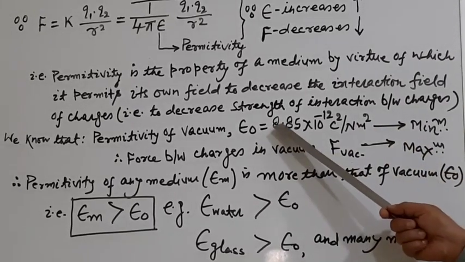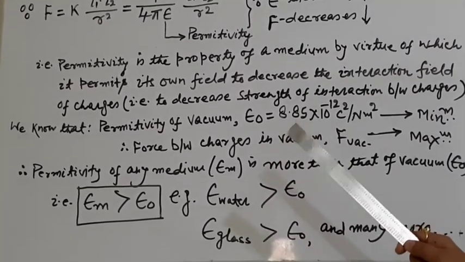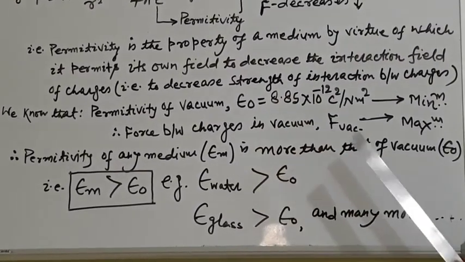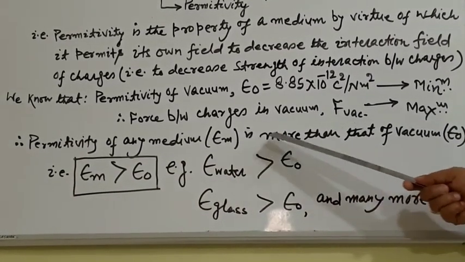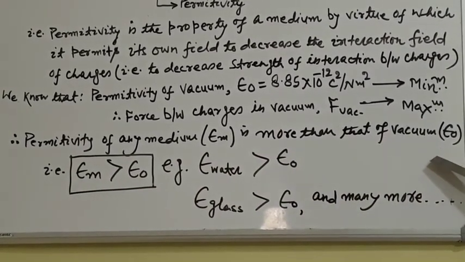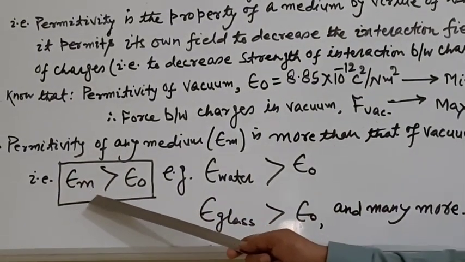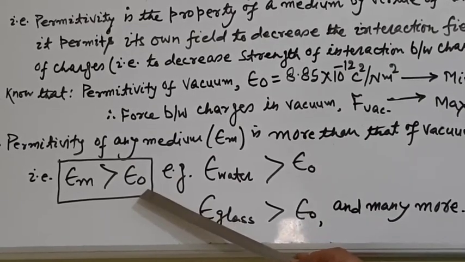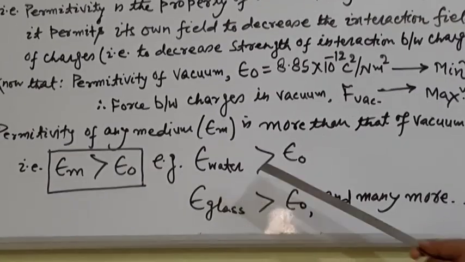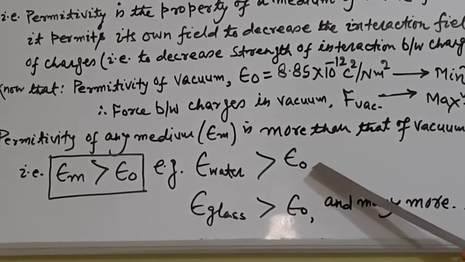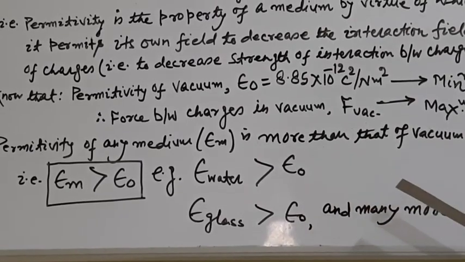So epsilon naught is minimum means the permittivity of a medium is always more than the permittivity of the vacuum. So here I have written that the permittivity of any medium, epsilon m, is more than the permittivity of the vacuum. It can be represented by this relation: epsilon m will be greater than epsilon naught. We have many examples. The permittivity of water is greater than the permittivity of the vacuum. The permittivity of glass is greater than the permittivity of the vacuum, and many more.